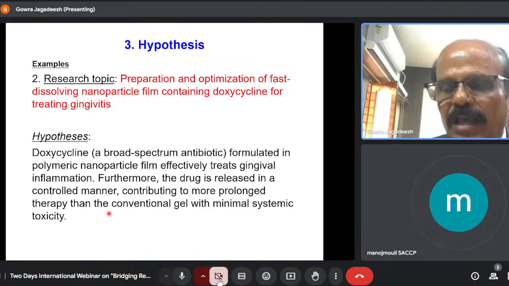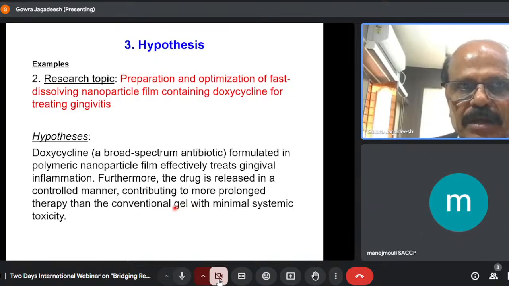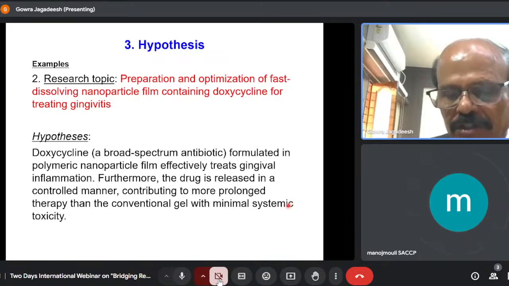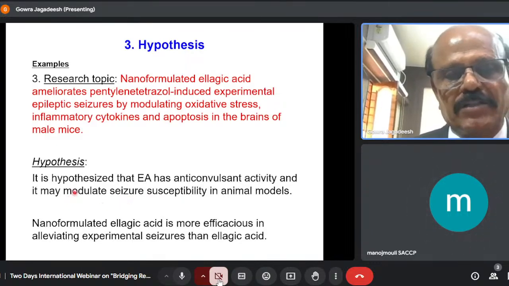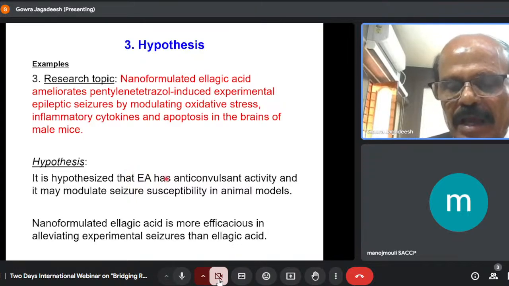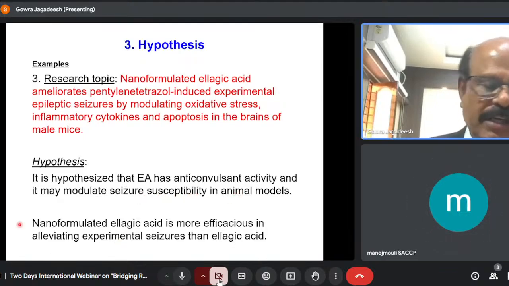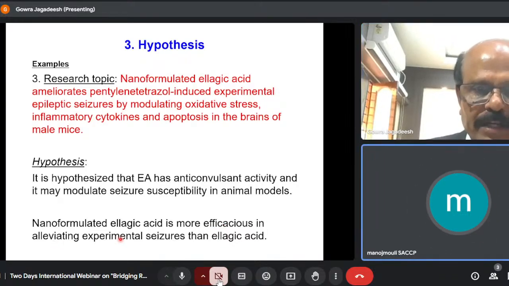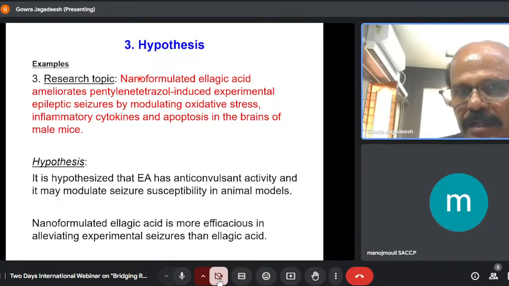The traditional one, traditional means capsule or whatever gel you are using, you should take as the reference. Then the particular film which you are making here, the nanoparticle film, should be compared with this, even for toxicity tests and everything. So now we are clear about how to do it. The same thing with convulsions I also wrote. It is hypothesized that the ellagic acid which they are testing has anticonvulsant activity and may modulate seizure susceptibility in animal models. Or you can say nanoformulated ellagic acid is more efficacious in regulating seizures than the regular ellagic acid, because the student writes nanoformulation. Nanoformulation should be compared with the regular formulation of ellagic acid, because nanoformulation may decrease the dose approximately tenfold compared to the ellagic acid.